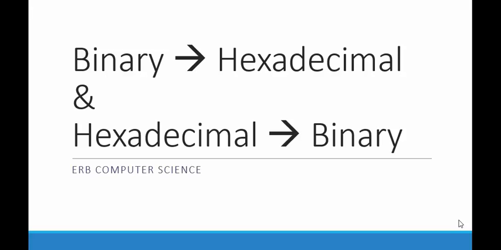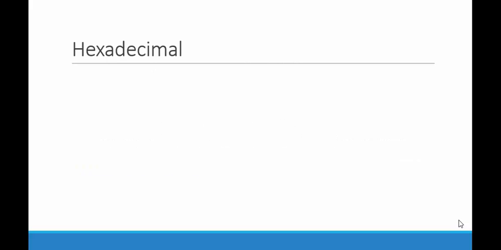Today we're going to be taking a look at changing binary numbers into a hexadecimal format and changing the hexadecimal format back into binary numbers. So let's talk about what hexadecimal actually means real quick. Well, hexa is a prefix meaning 6. Deci in the word decimal means 10.